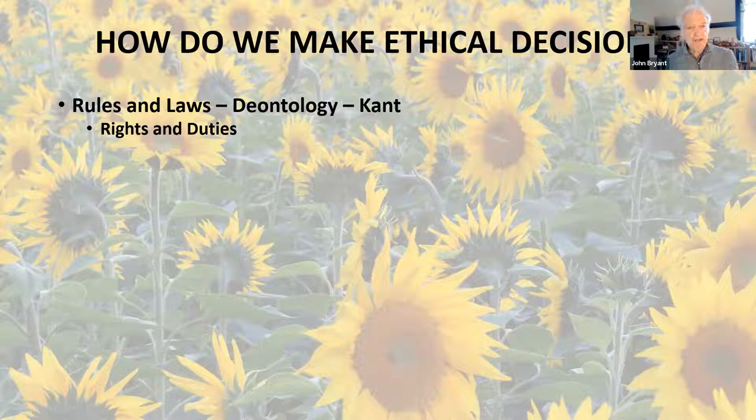And then since Kant's time, we've got a subdivision of that, which is called rights and duties. I have a right to life, that's my right, but I also have a duty to protect your right to life. So they go together. But again, these are regarded as absolutes. My right is absolute and my duty to you to protect your right is absolute. So that's rules and laws.